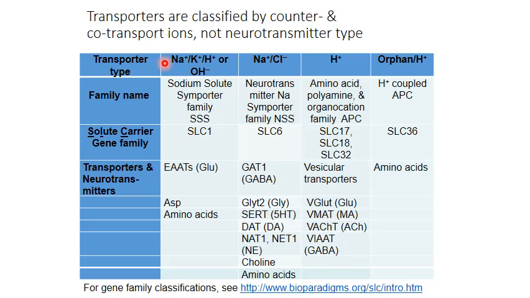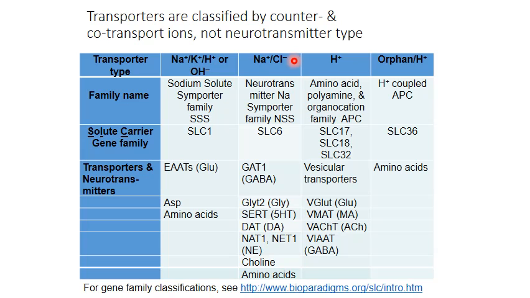And those transporters that utilize sodium, potassium, and hydrogen are called the sodium solute symporter family, or SSS. A different class or family of transporters utilize sodium and chloride both as co-transported, and these are the neurotransmitter sodium symporter family, or NSS.